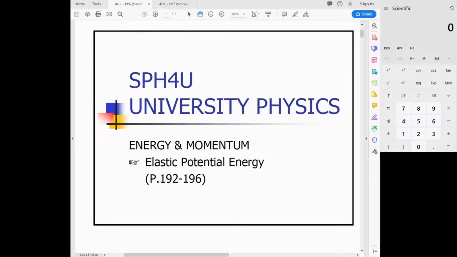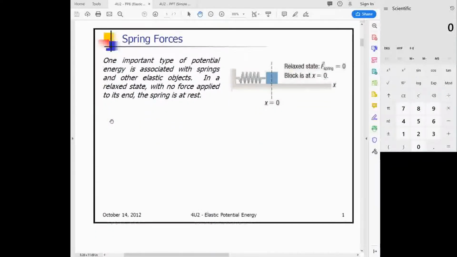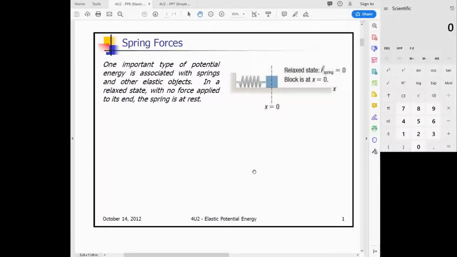The next lecture is section 4.6 in your textbook. It's on elastic potential energy. So one important type of potential energy is the potential energy that is stored in springs. And we call this elastic potential energy.